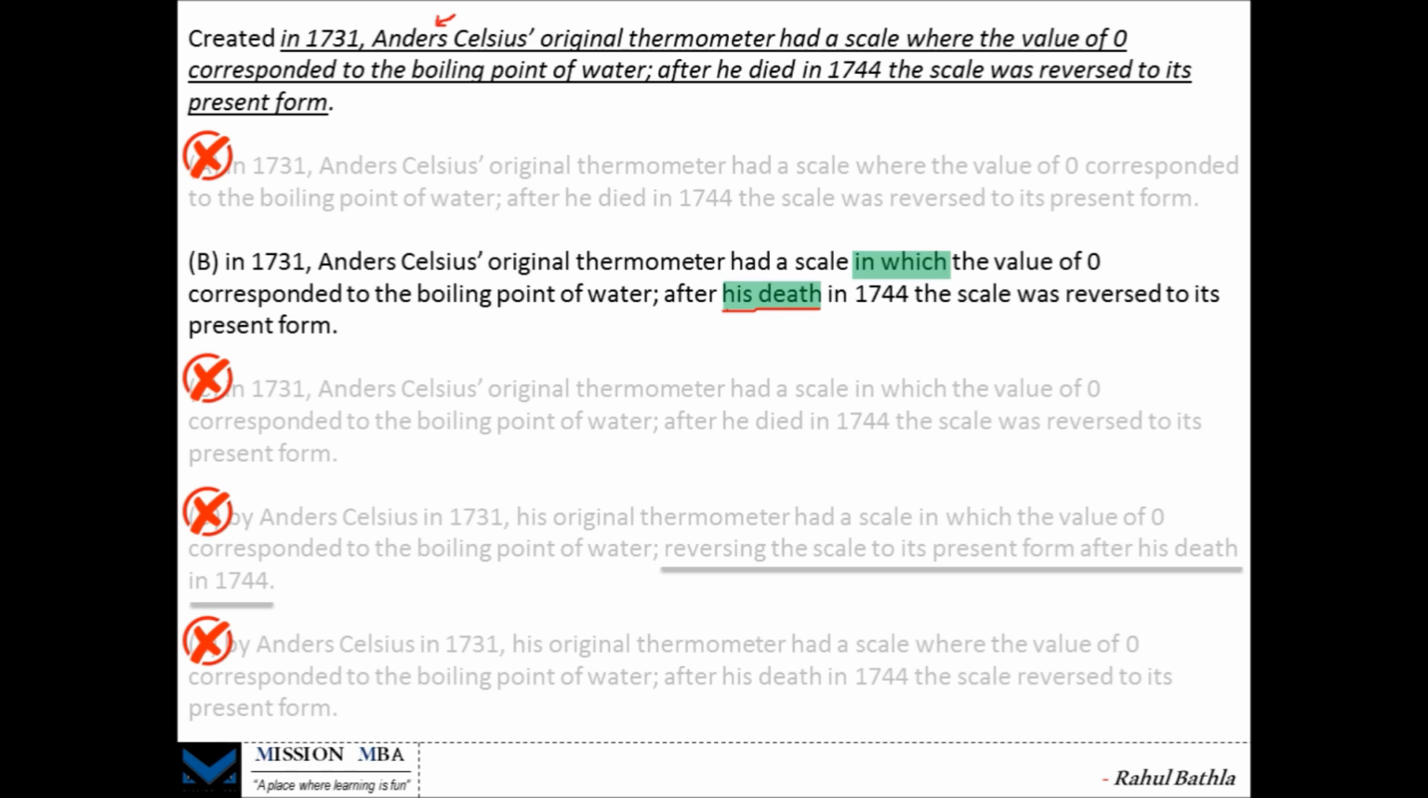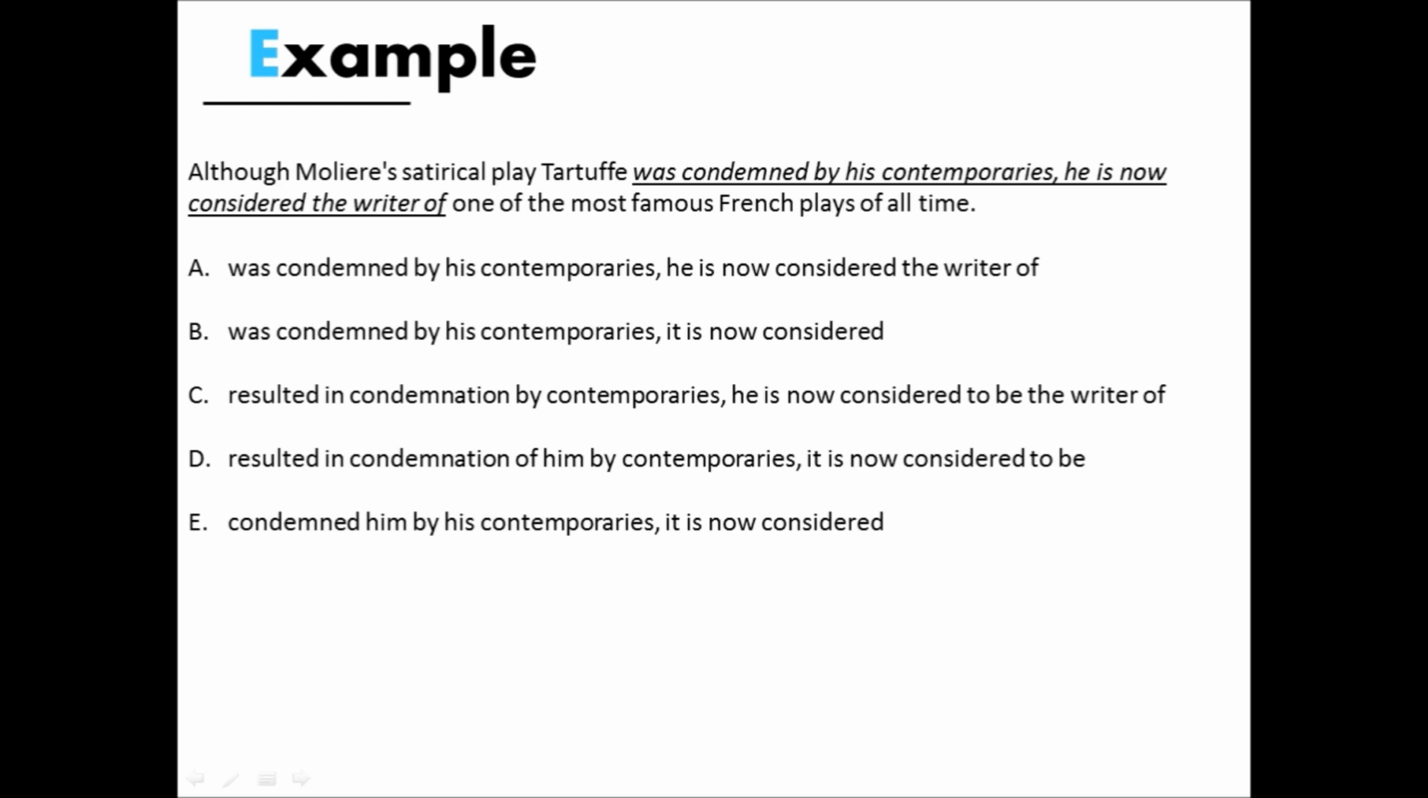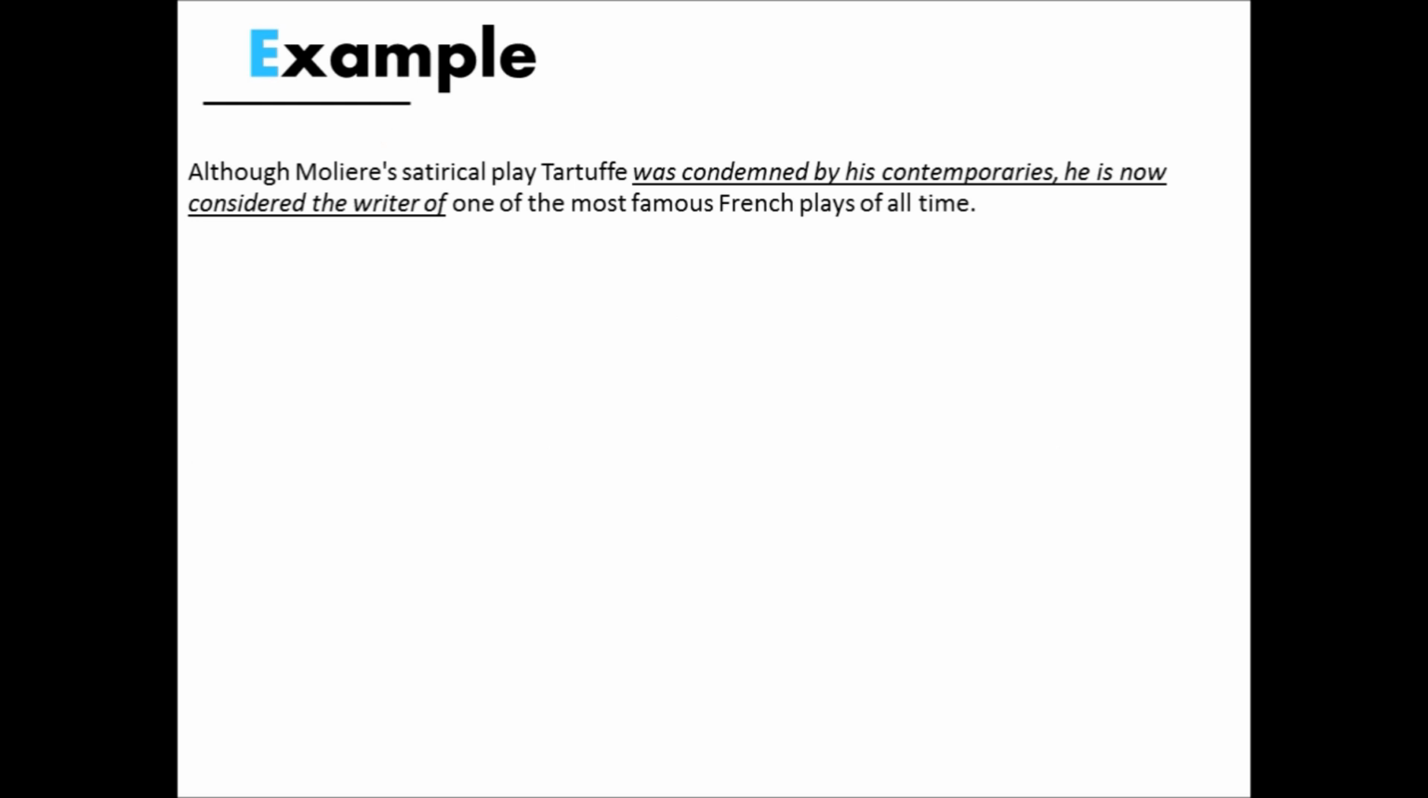Let's have a look at one more example. So here we have the sentence: "Although Moliere's theatrical play Tartuffe was condemned by his contemporaries, he is now considered the writer of one of the most famous French plays of all time." Again guys, I spot a possessive noun, Moliere's. Now of course, he is going to play the game of object pronoun and possessive pronoun. Let's see. What pronouns do I have over here? "His" and "he." Of course the noun Moliere's.